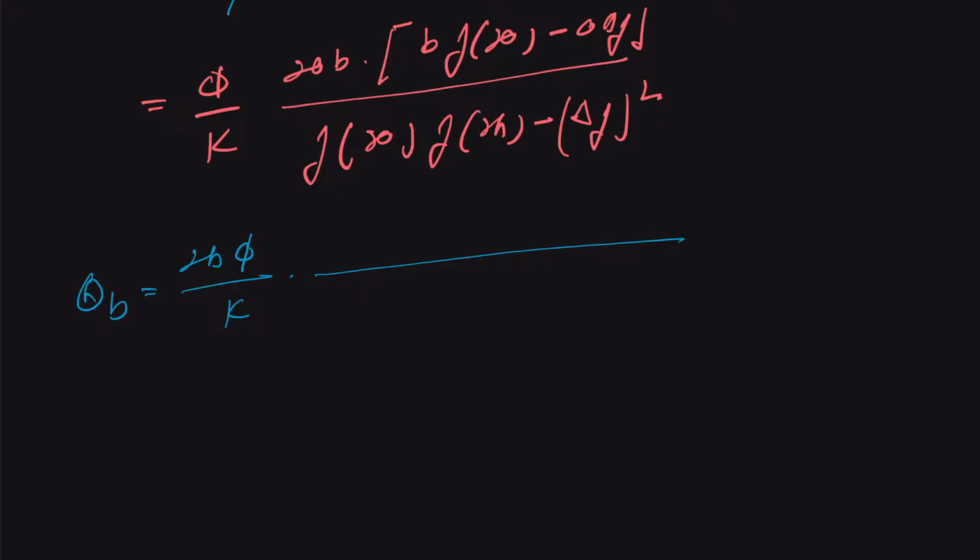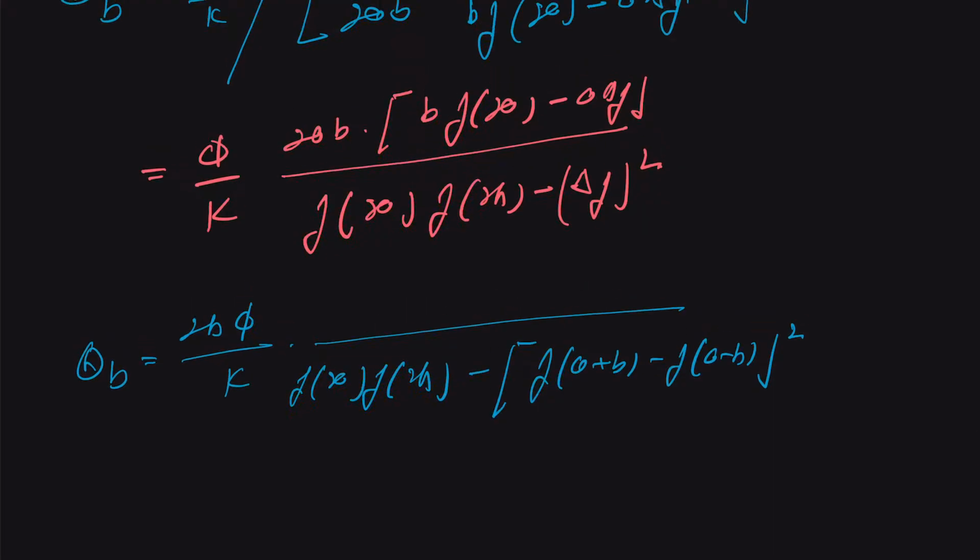So we get this function of our 2A function of our 2B minus, we have delta of F, that is our F A plus B minus F A minus B and its whole square. And in the numerator we are going to get this as B function of our 2A minus A times function of A plus B minus function of our A minus B. So this was our charge on B.